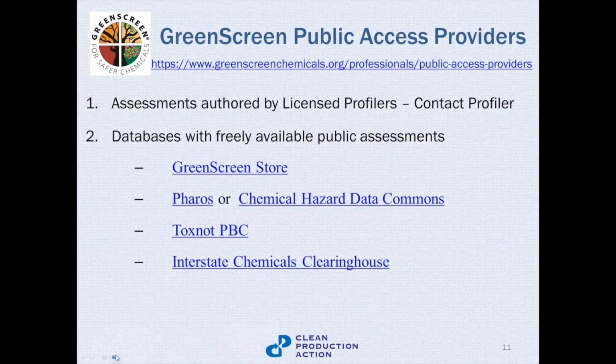In terms of how you get a GreenScreen assessment, we've got these toxicology firms called licensed GreenScreen profilers. You can contact them directly to find out what assessments they've done or to get a new assessment done or purchase an existing assessment. There are also databases that host any freely available assessments. Clean Production Action has a GreenScreen store. Data Commons is listed here. And there are a few others. Interstate Chemicals Clearinghouse has their chemical hazard database, and TaxNot PBC as well.